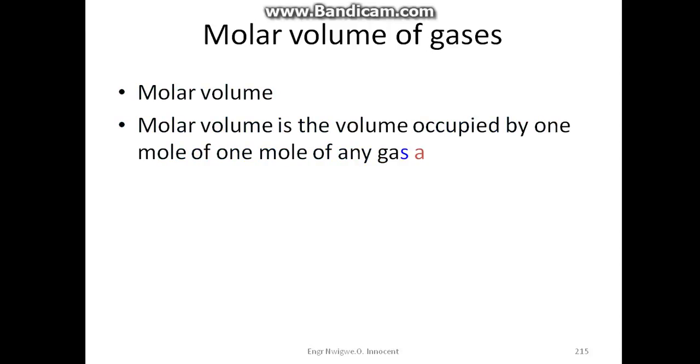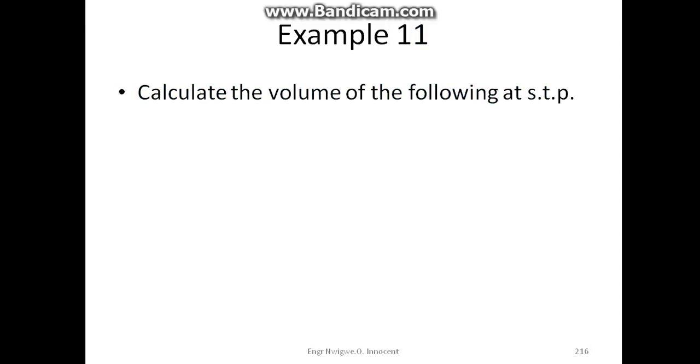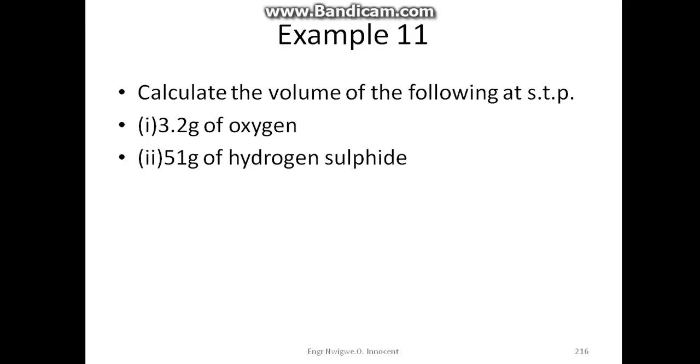Molar volume of gases. Molar volume is the volume of gas occupied by 1 mole of any gas at STP. All gases occupy the same molar volume of 22.4 dm cube at STP. Example 11. Calculate the volume of the following at STP. 1. 3.2 gram of oxygen. 2. 51 gram of hydrogen sulfide. 3. 55 gram of carbon 4 oxide.